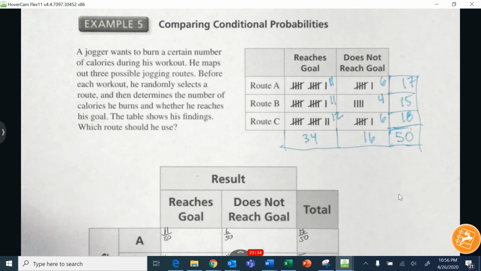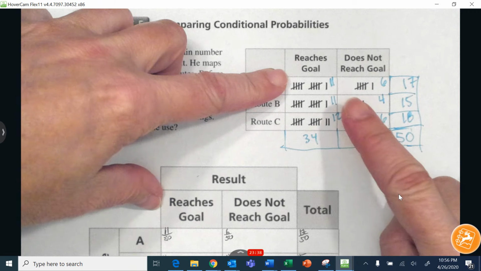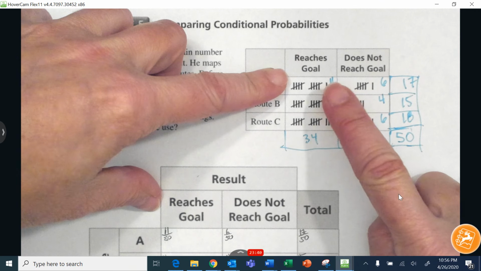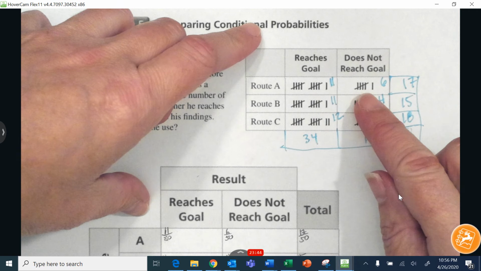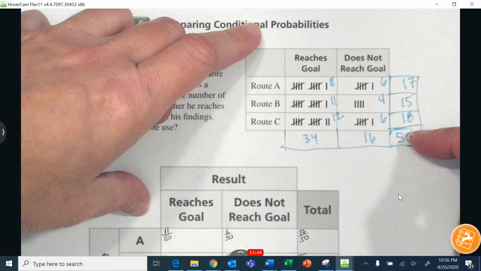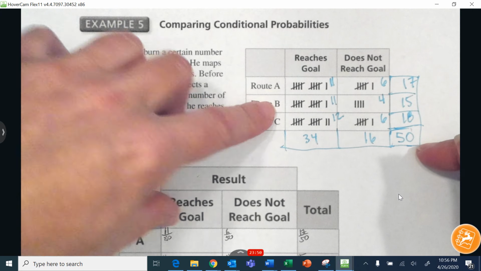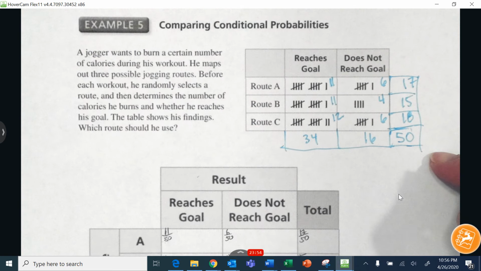Okay, so I went ahead and just used a marker and counted up how many tick marks there were for each of these boxes. And then I put the totals in there. For me, it's easier to see the totals. You don't have to put them in. So I found all the joint and marginal frequencies for this table up here.